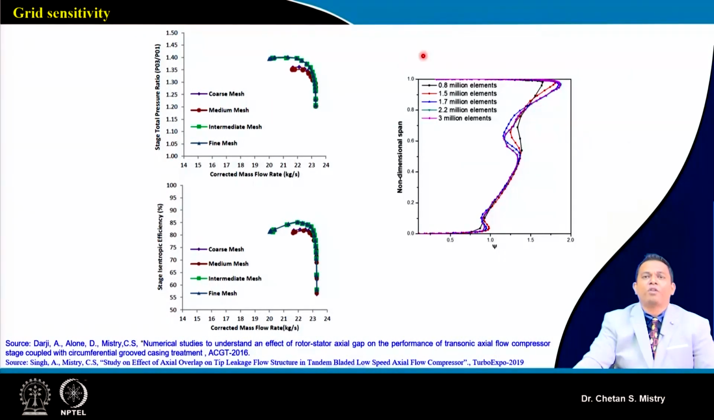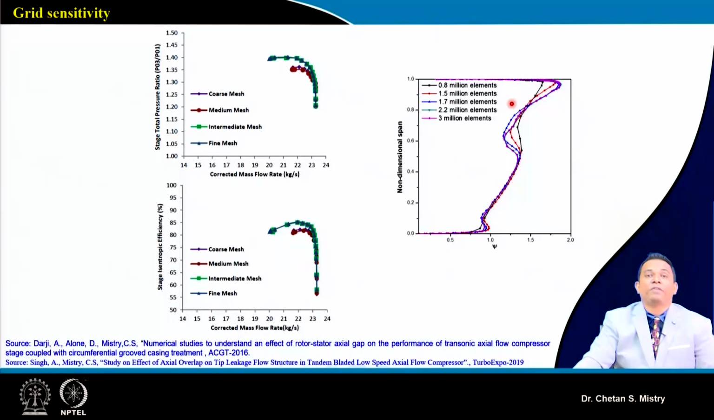One more approach people use: along the span, they measure the total pressure rise. Here, this represents the different numbers of elements being selected. When we select a particular number of elements, it does not change my result. So this is also one of the ways to select the mesh.